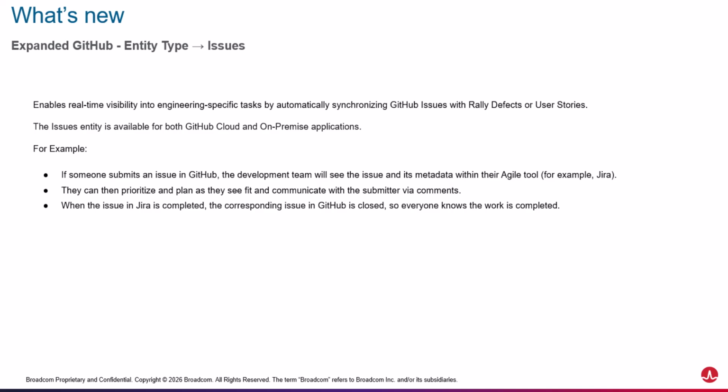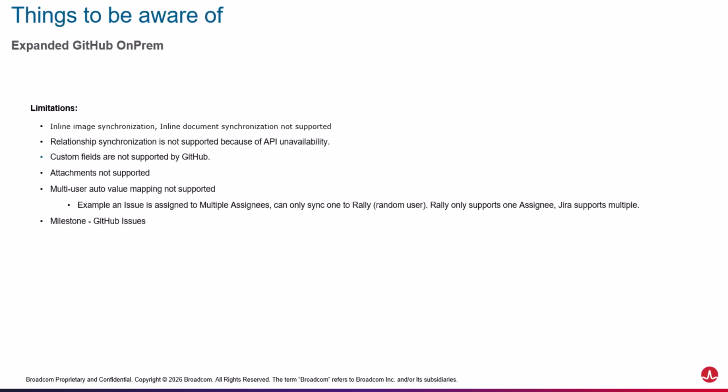We've explained a couple of limitations that we have. We don't do inline attachments or any attachments or any documentation that's there in the comment section. Those things are not supported. There is no API support for that, and relationship synchronization is not supported. Custom fields are not supported in GitHub. Asset attachment is not supported.